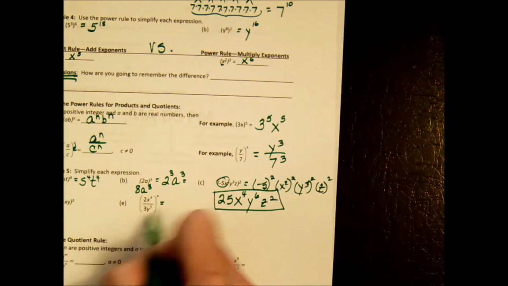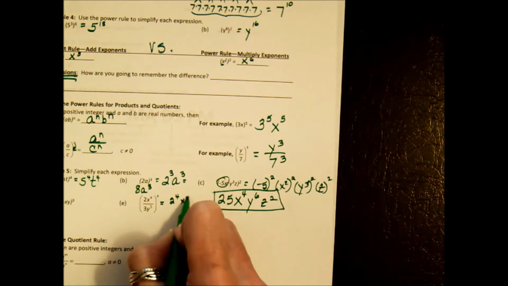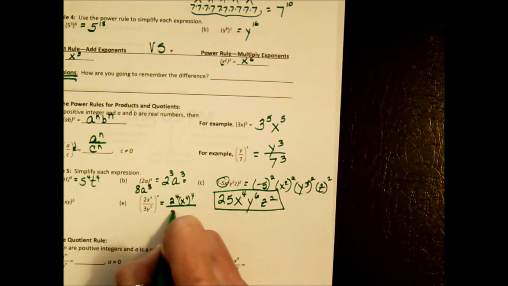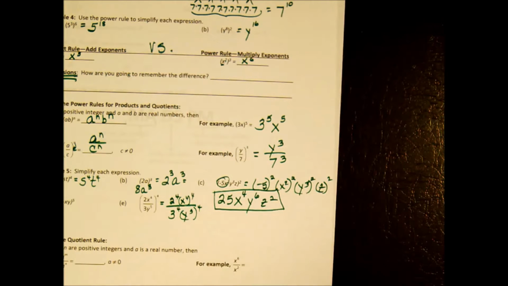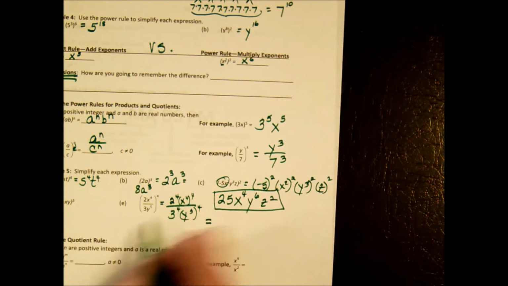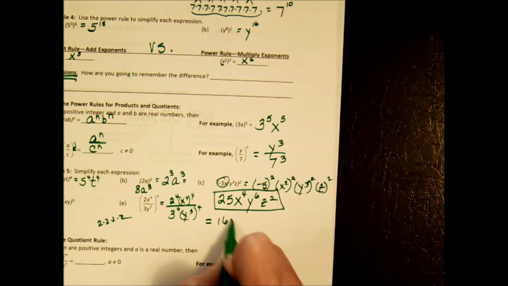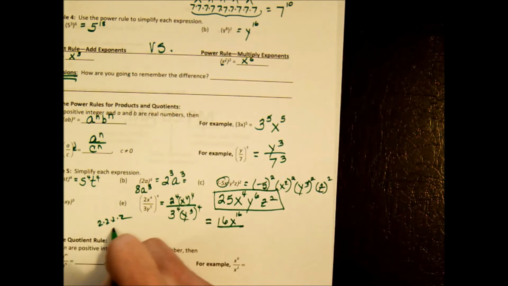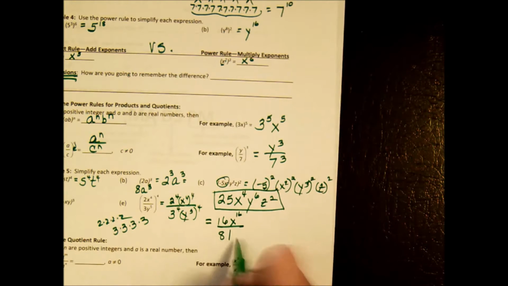Same thing here. What's being raised to the 4th? Everything. So 2 to the 4th, x to the 4th to the 4th, over 3 to the 4th, y to the 5th to the 4th. Now we're going to go ahead and multiply the 2 and the 3 out. 2 to the 4th is 2 times 2 times 2 times 2, so 16. X to the 16. 3 to the 4th is 3 times 3 times 3 times 3, or 81. Y to the 20th.